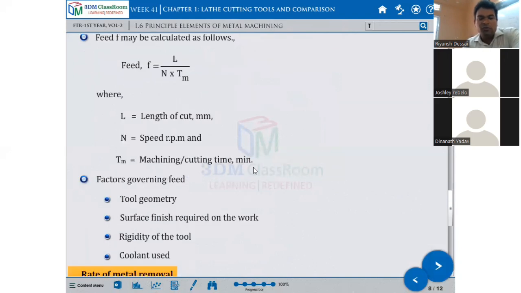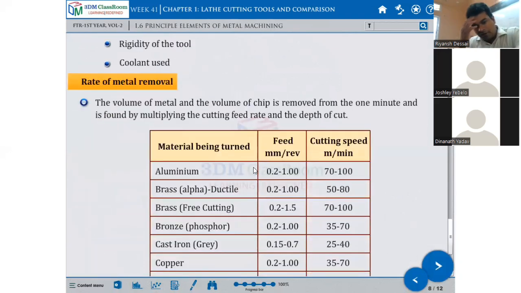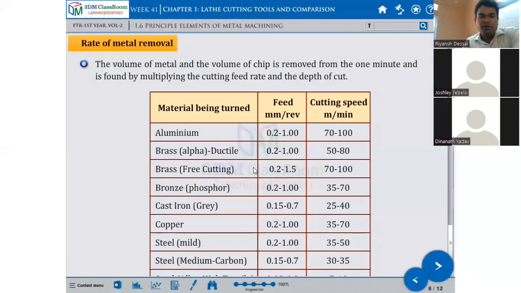Factors governing feed may be tool geometry, surface finish required on the work, rigidity of the tool, and coolant used. Then the rate of metal removal: the volume of the metal, the volume of the chip removed in one minute, is found by multiplying the cutting speed, cutting feed rate, and depth of the cut. That is the rate of metal removal.